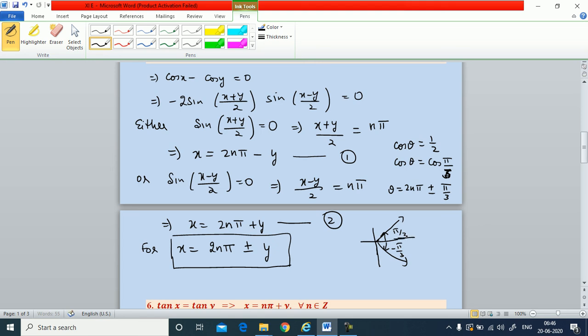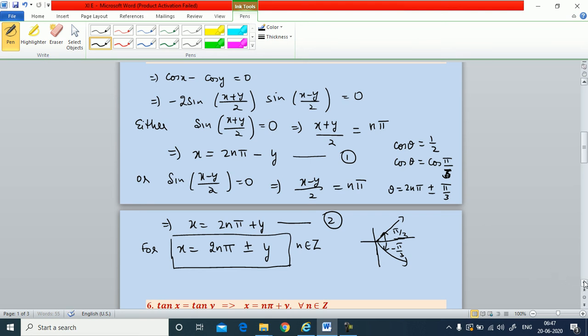And what do we know? Cos minus pi by 3 is cos theta only. So both the cases are possible. You can check for another value of n. If n is 1, this will become 2 pi plus pi by 3. So 2 pi plus pi by 3 means again coinciding with the angle pi by 3. And 2 pi minus pi by 3 means again coinciding with this angle only. So in both cases the conditions are fulfilled. So the possible values for x can be 2n pi plus y and minus y, both for n belonging to integers.